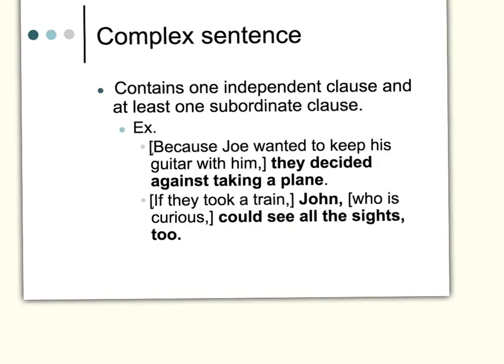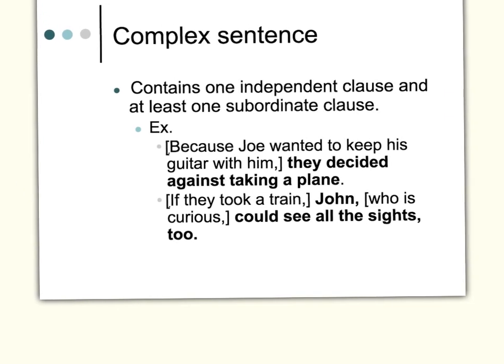Then we get into what is called a complex sentence. A complex sentence contains one independent clause and one subordinate clause. It can have more than one subordinate clause, but it must have at least one. Take the example. Because Joe wanted to keep his guitar with him, they decided against taking a plane.